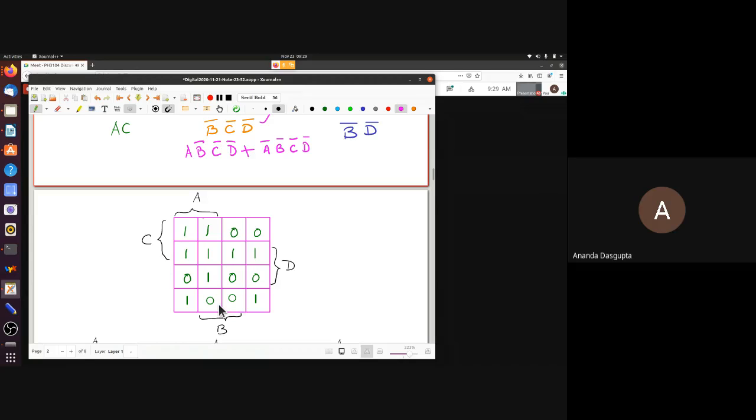So the basic idea is, the larger the number of things that go together, the better. Go together means you can have 1 cell on its own, you can have 2, you can have 4, you can have 8, you can have of course 16. So if you can put larger numbers together, then they are simpler. They have a smaller number of variables involved.